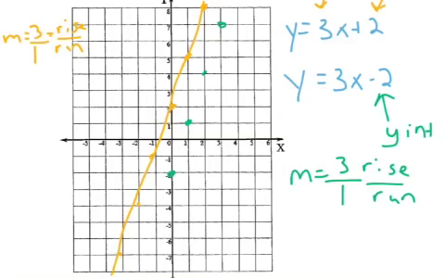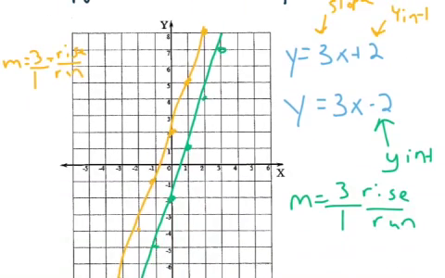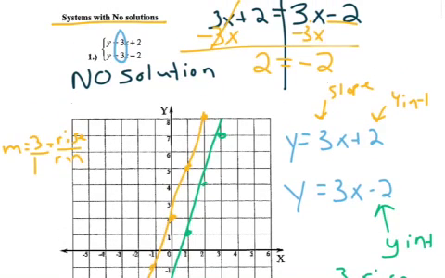And remember, I can do the opposite. I can go down 3, left 1, and plot it. Let's do that again. Down 3, left 1, and plot it. So like I said, on your PSSAs, if you forget how to solve using the equation method, you could always graph them. And do you see how they're parallel lines? They never intersect, therefore it is no solution.